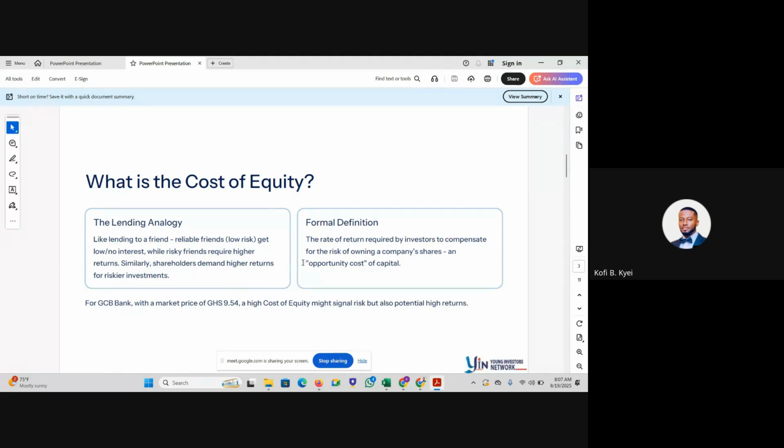All I'm saying is that the rate of return required by investors compensates for the risks of owning the shares. If the cost of equity is 20%, when you buy the stock, you should earn at least 20% or more. When the stock market is giving 9% and so on, ensure that you're getting 20% or more.